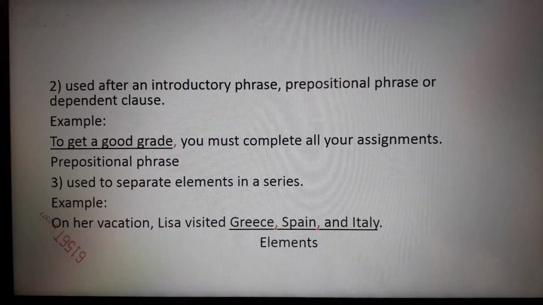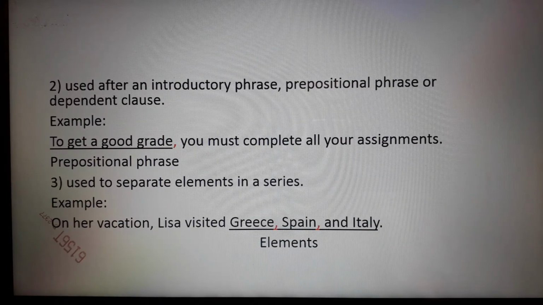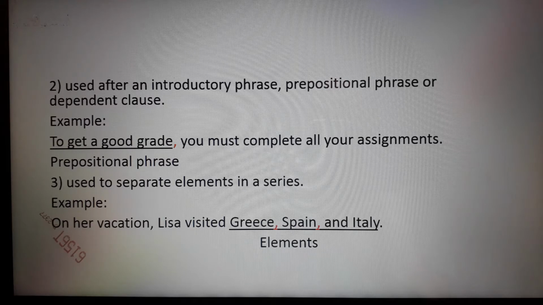Now let's go to the other use. A comma is used after an introductory phrase, a prepositional phrase, or a dependent clause. You have an example here. To get a good grade, you must complete all your assignments. So here, to get a good grade is a prepositional phrase because it is a phrase introduced by the preposition to. When you have that situation where you have an introductory phrase, a prepositional phrase, or a dependent clause, after it you must write a comma.